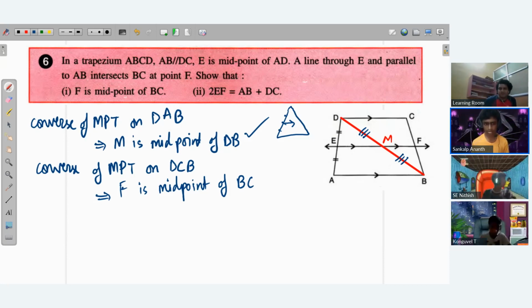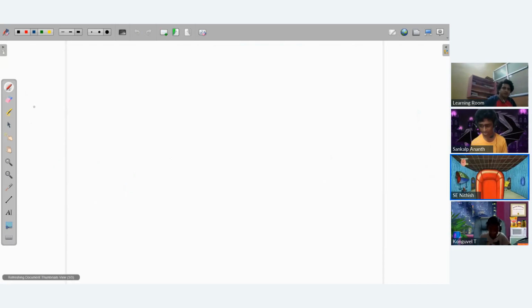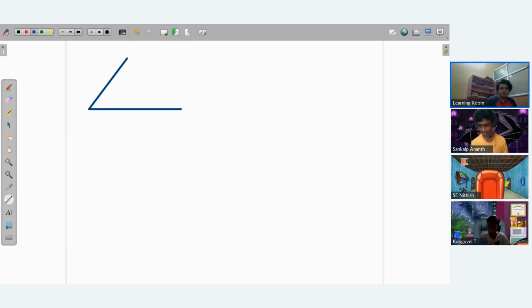Sir, but I don't get how you proved M as the midpoint of DB. See, there are two things which you know. The midpoint theorem and its converse.